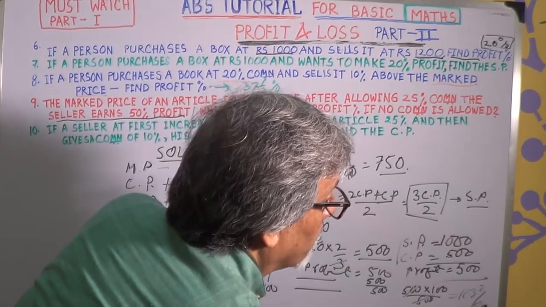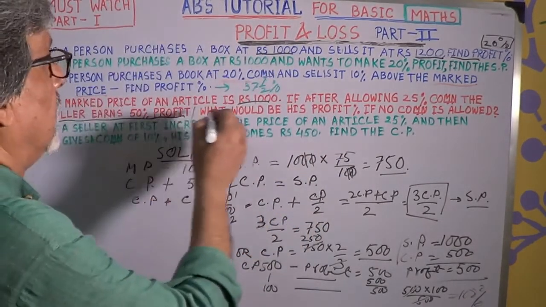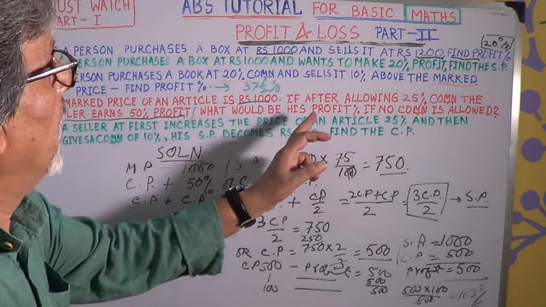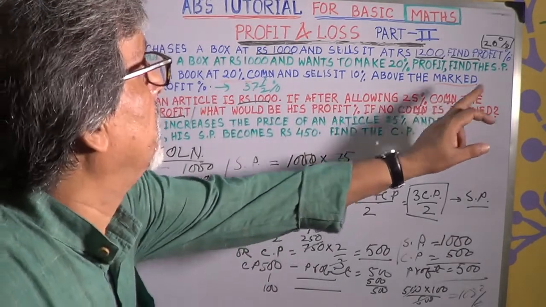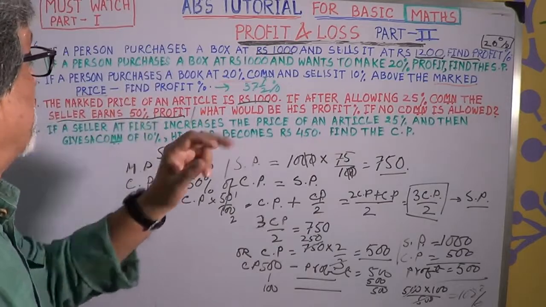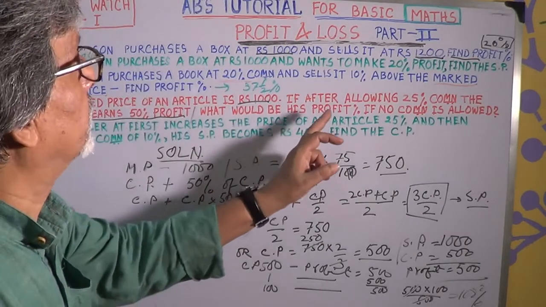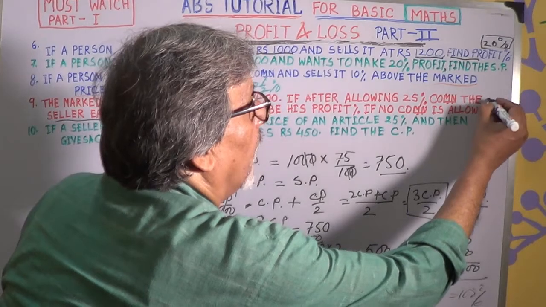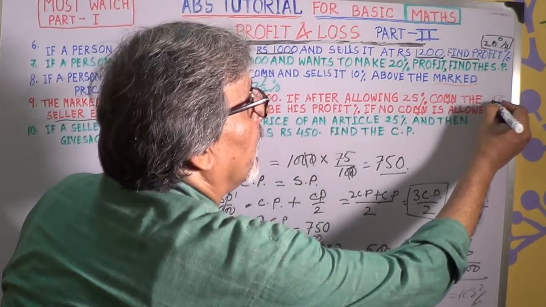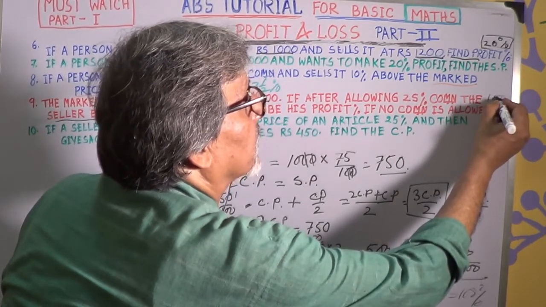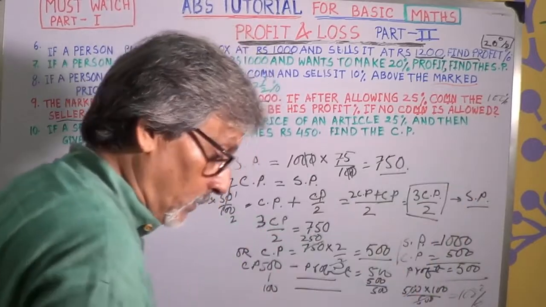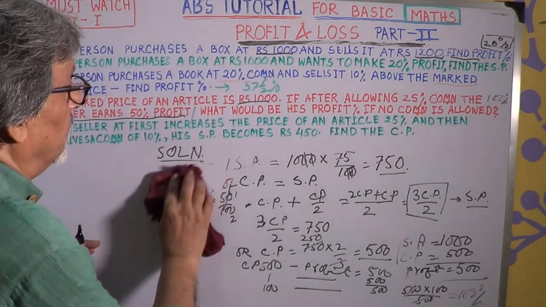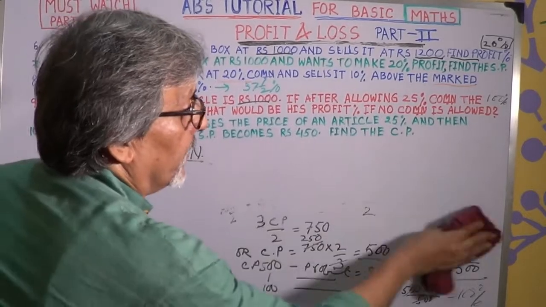This means 100% profit. So the marked price of an article is 1000, if after allowing 25% commission the seller earns 50% profit, what would be his profit percent if no commission is allowed? The answer is 100%. Now let us come to the number 10 sum, and this is the last sum of today's class.